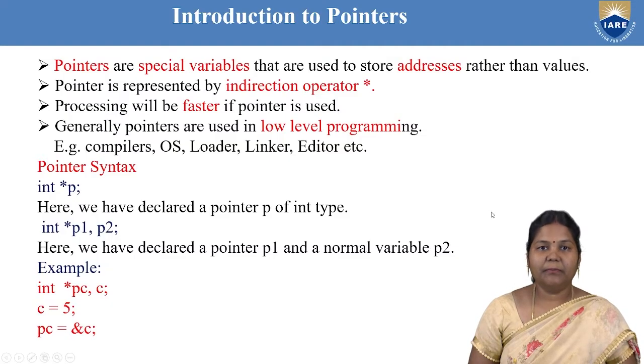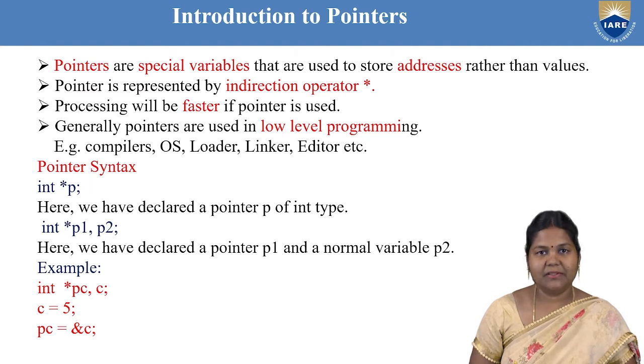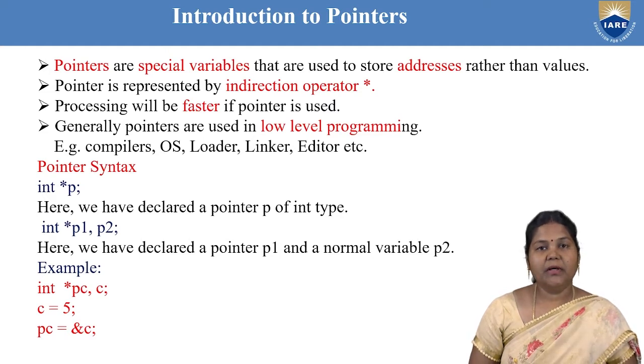Now, what do you mean by a pointer variable? Pointer variables are special types of variables which are used to store the address of another variable. Pointers are represented by the indirection operator star. A normal variable is used to store data, whereas a pointer variable is used to store the address of another variable. If you are using pointers, then processing will be faster because we are directly dealing with the memory addresses.